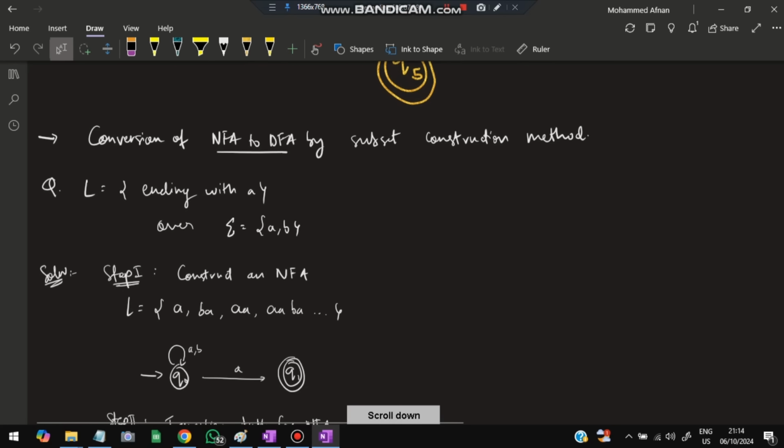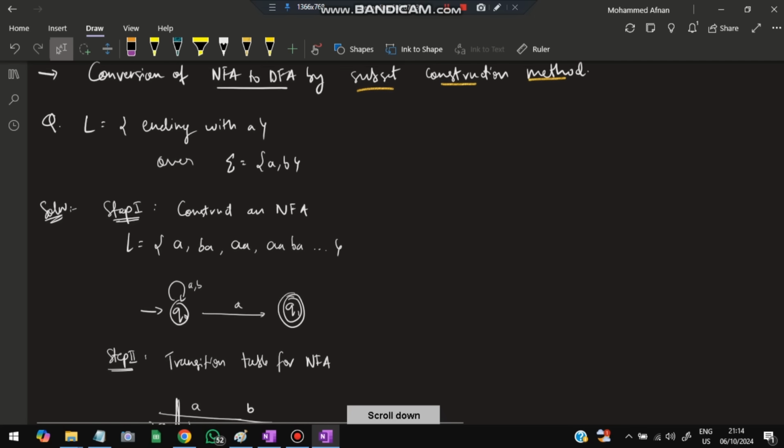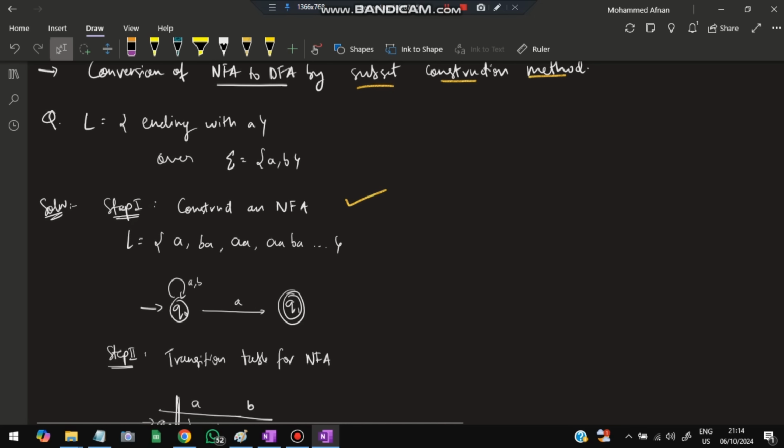And another important question which can be asked is conversion of NFA to DFA by subset construction method. Okay, so how do we construct NFA to DFA? Ending with A, let's take an example. L is equal to languages ending with A, given letters are AB. So construct an NFA first. This is our first step. Constructing NFA, the language will be A, B, A. It should be ending with A. So everywhere at the end, as you can see, A is present. Cool. So this is the one.